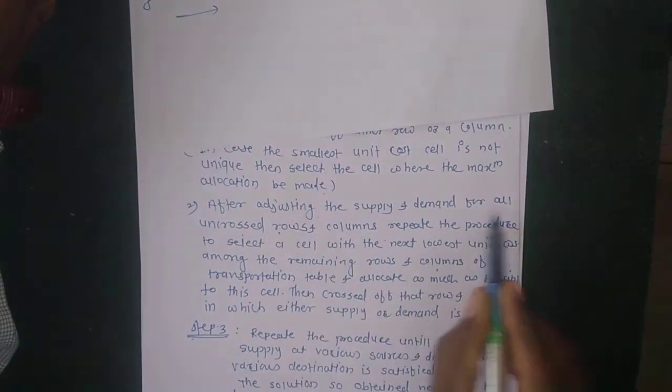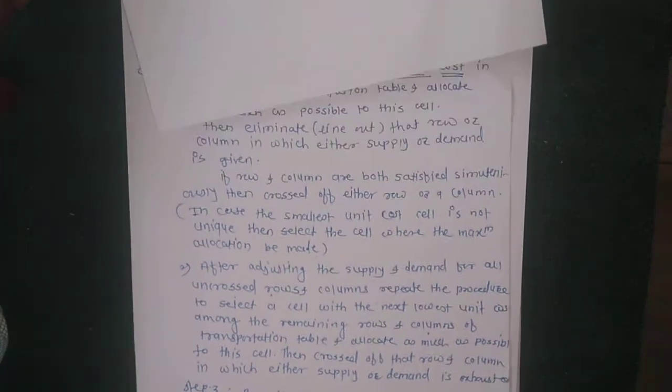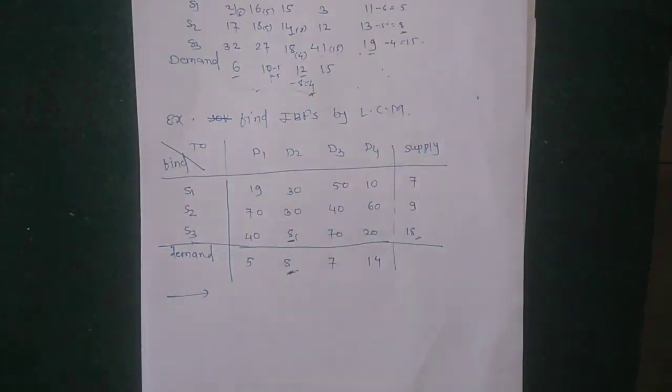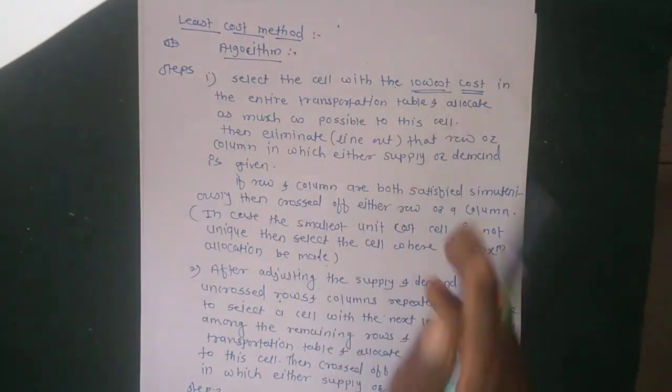After adjusting the supply and demand for all uncrossed cells, repeat the same process: select the cell with the lowest cost in the entire transportation problem.